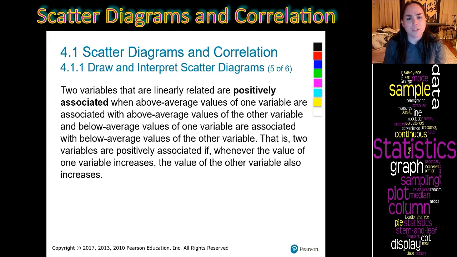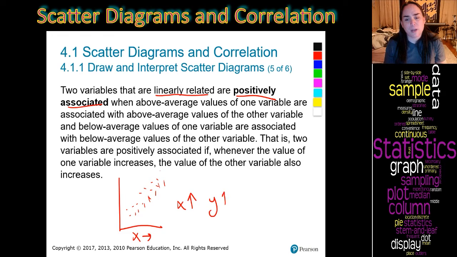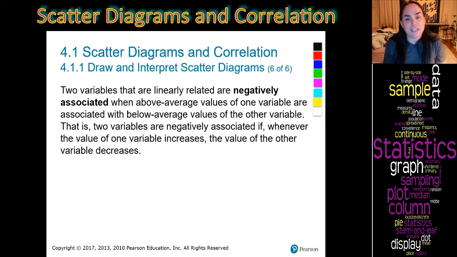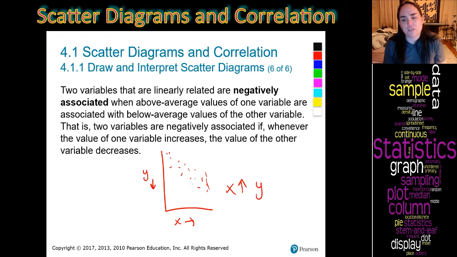With two variables that are linearly related, you need to know that they are linearly related first. We say they are positively associated when above average values and so on. Here's essentially what it means. Positively associated means that as x increases, y increases, for whatever your x and y variables are. That's all that means. Negatively associated means that as x increases, as I'm going to the right on x, the y values decrease. So it would look like this from left to right. As x increases, y decreases.